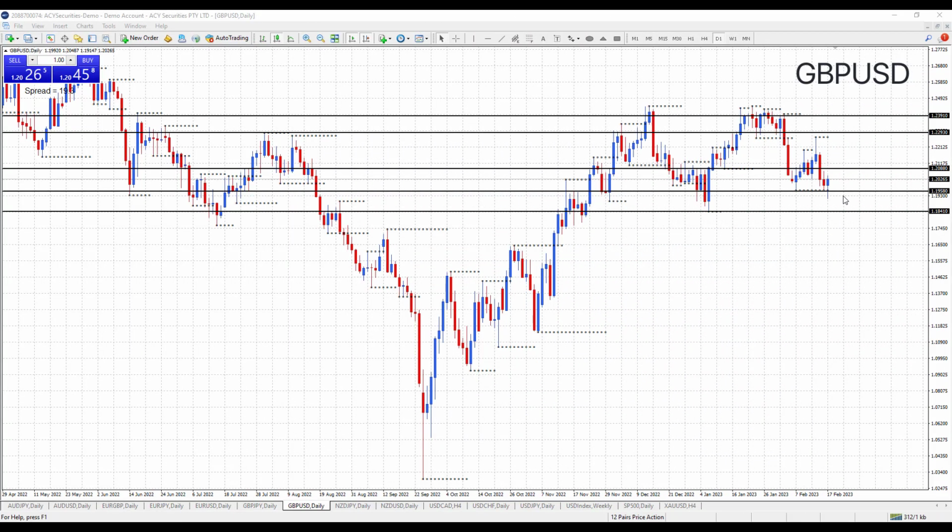Okay, last pair to review for the weekend, pound dollar. Now, we actually had an outside reversal week as well on the pound dollar. We had an up week at the start of the week and then finished down week by the end of the week. Did find support at a long-term monthly low at 1958. So, holiday in the US on Monday, so that might be why we reversed on Friday.